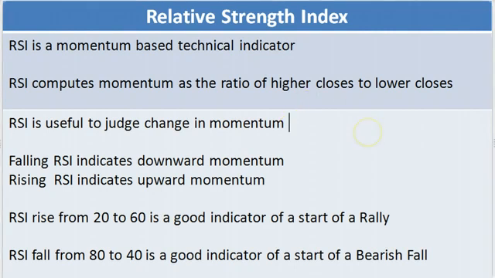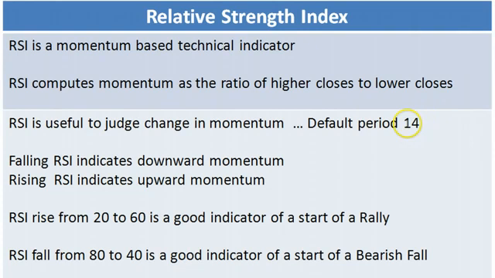Let me just put it down here. Default period is 14, meaning if I'm looking at the daily chart, it means that it takes into account the movement in the last 14 days, right? I'll show the charts after I finish this initial introduction.